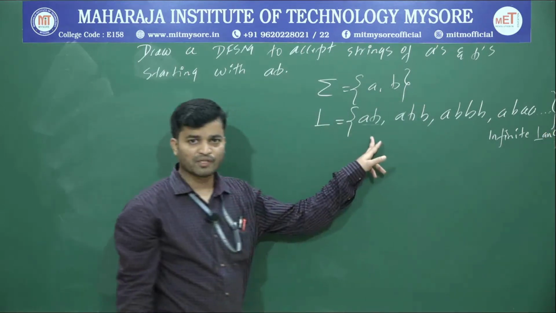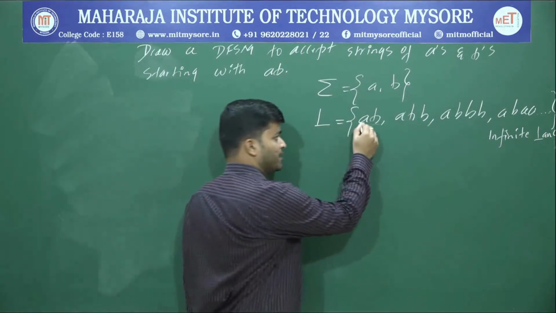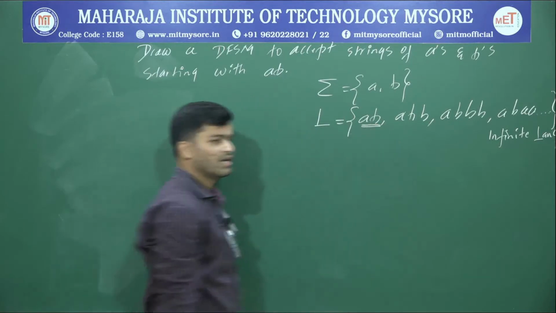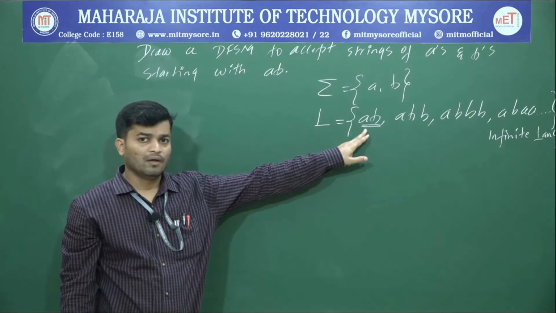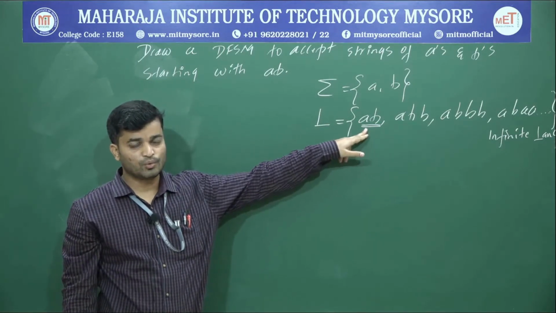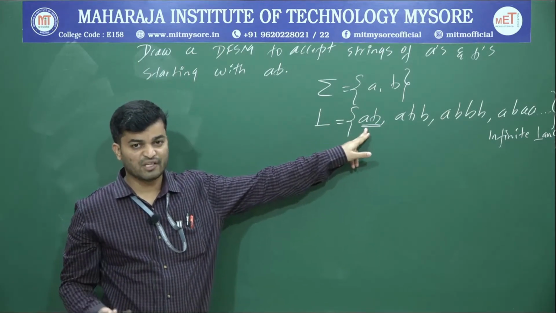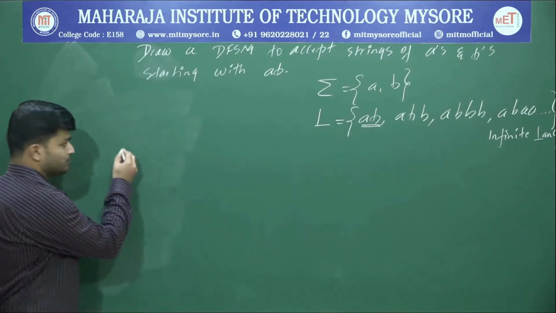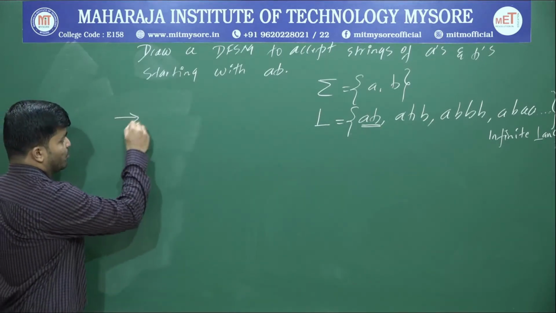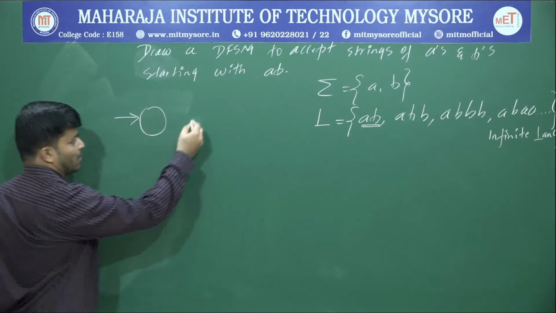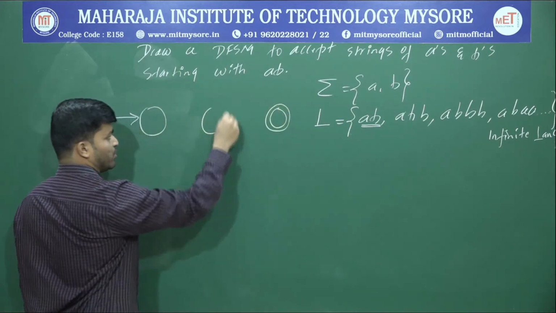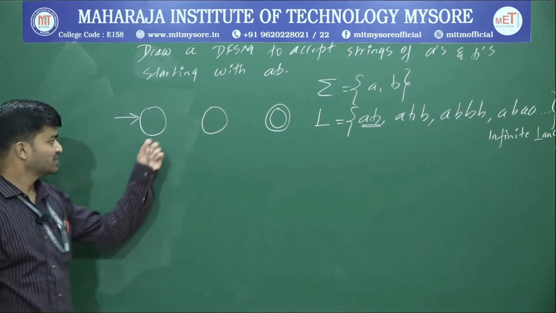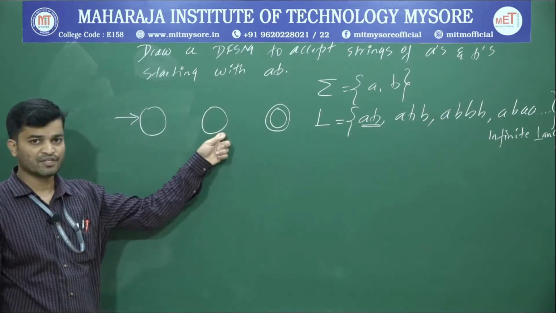Whenever the language is infinite, just take the minimum length string. Underline the minimum length string. What's the minimum length string? AB. What is the length of that minimum length string? 2. Whenever the length is 2, how many states? 3 states. Out of 3, one should be the start state, one should be the accepting state, and there should be exactly one intermediate state.